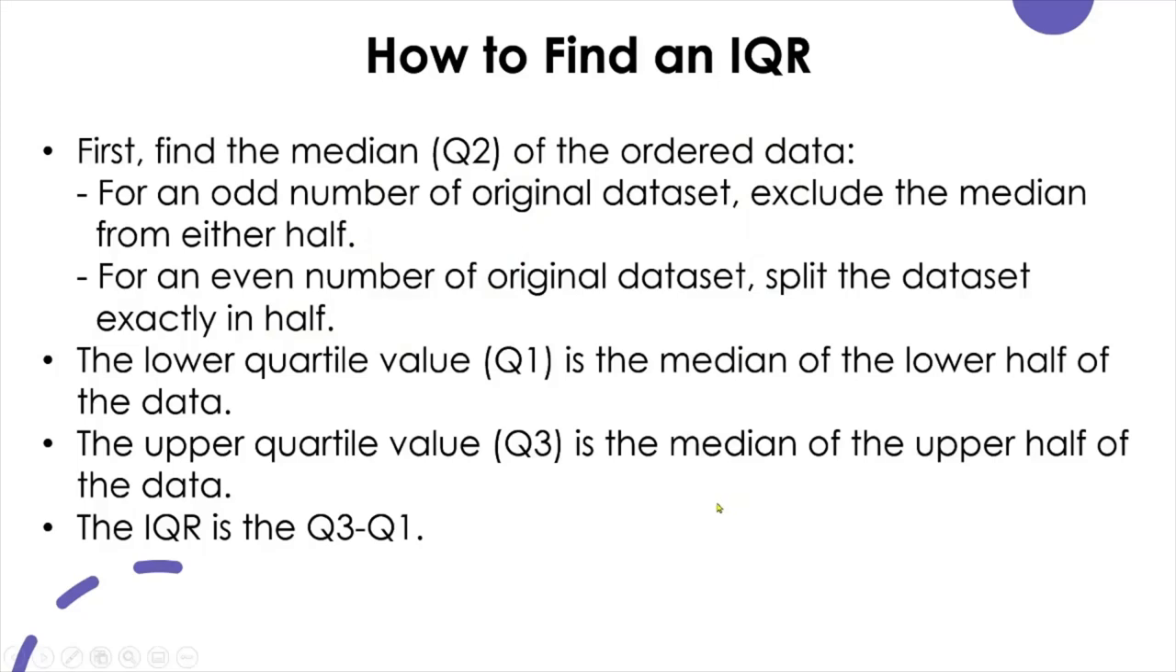As long as you know how to calculate the median, then finding an IQR should not be so difficult, whether or not you have an odd or even number of data. You can just follow the steps here, then it should be easy enough.